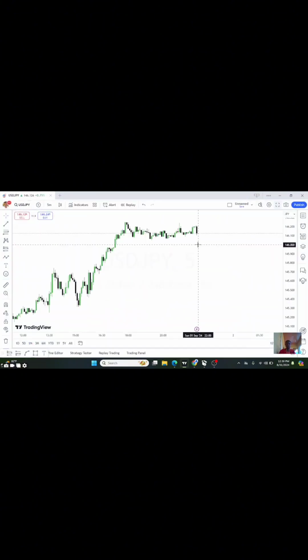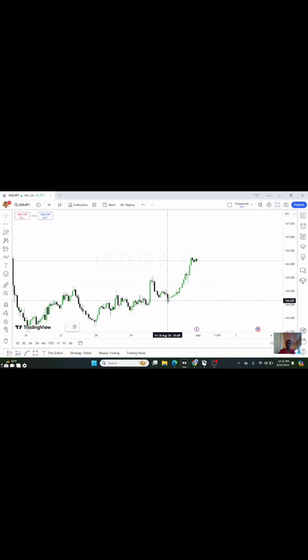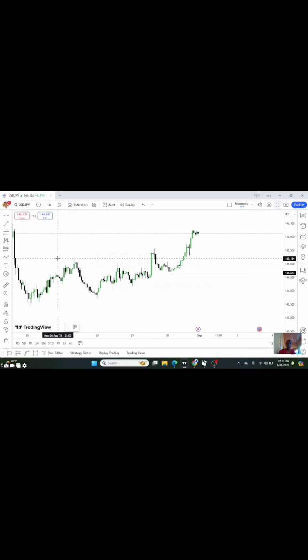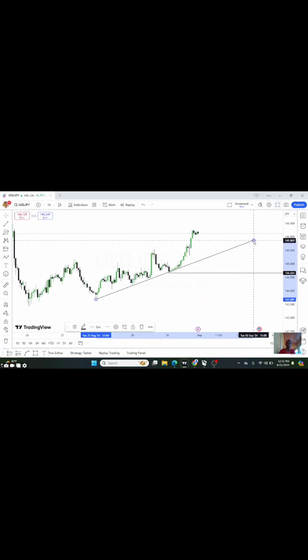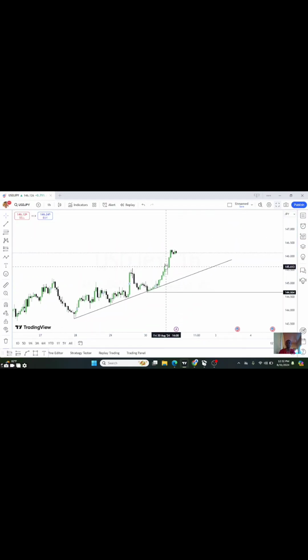So let's quickly go to UJ. We got our swing low right there, and obviously we can see we are in a serious uptrend. Yeah, this is an ascending channel. Obviously we are in a serious uptrend, so we're only looking for buying opportunities.